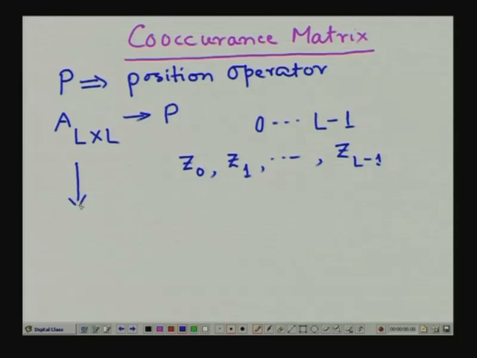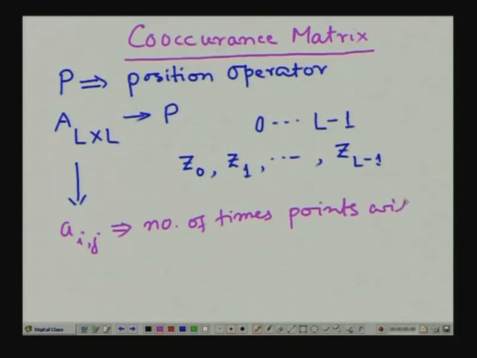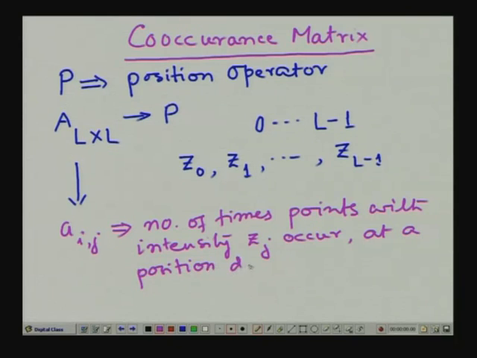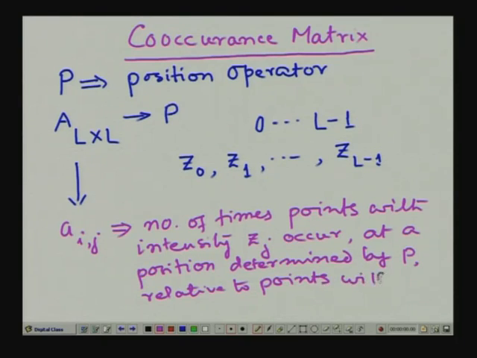And in this matrix A, which is of size capital L by capital L, a particular element, say Aij, will indicate the number of times points with intensity value Zj occur at a position determined by P, relative to points with intensity Zi.